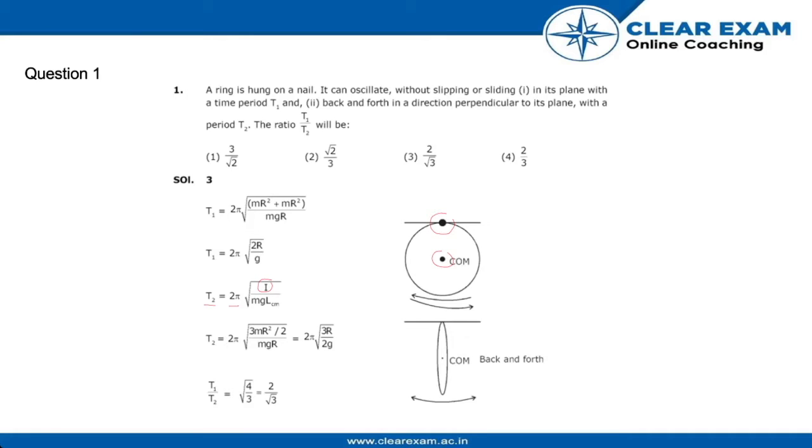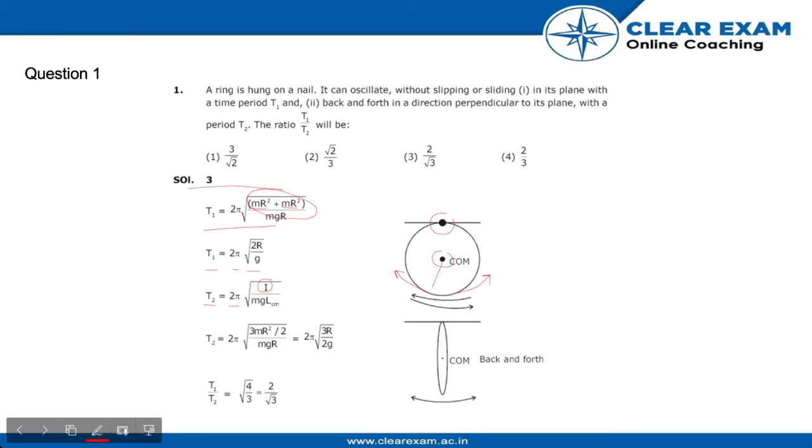So when the ring is oscillating in its plane, the moment of inertia will be mr square plus mr square, because the ring is moving in this direction and this direction. So we'll add both. We'll plug it into the formula for finding T1, and we get T1 is equal to 2 pi root of 2r by g.